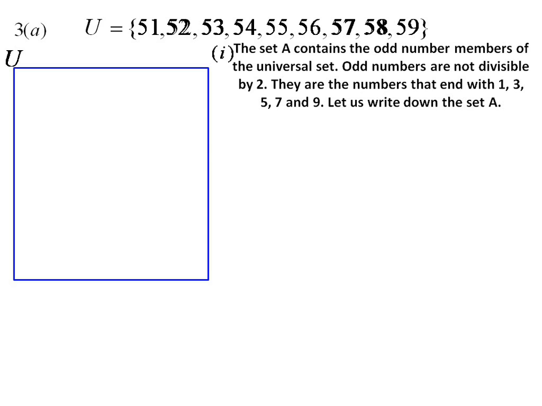But the set A of odd numbers must be of the odd numbers that are in the universal set. So write down those odd numbers. 51, 53, 55, 57, 59. Those are the odd numbers.